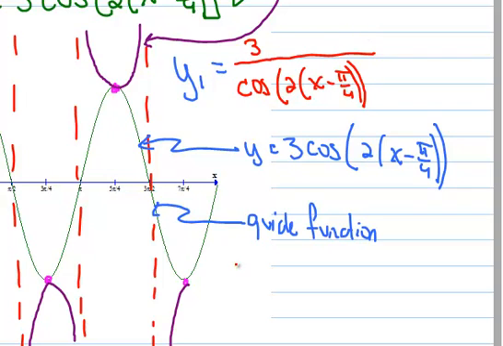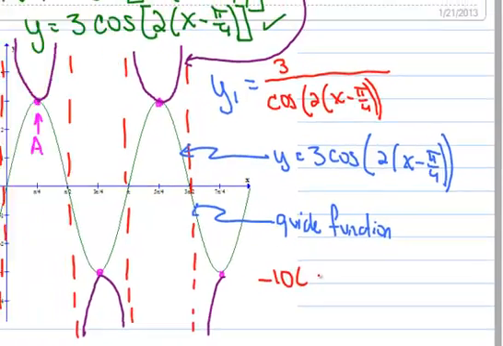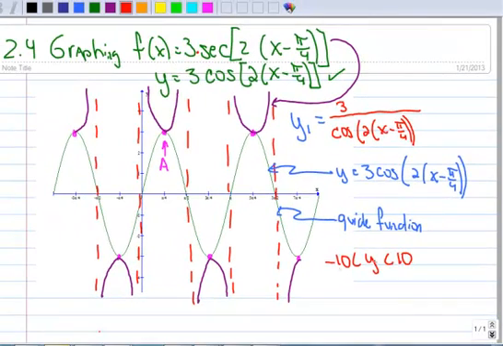And then of course you'll make an appropriate window. And the key when you're doing secants and cosecants is to have your y window quite large, so you can really see what's going on with the branches of the secant and the cosecant. Alright, so that's graphing the secant using the cosine as its guide function.